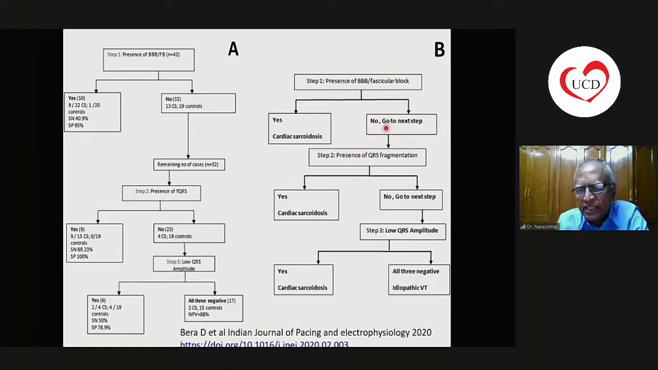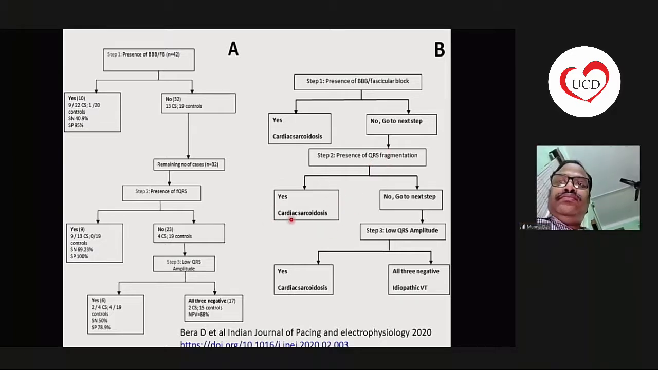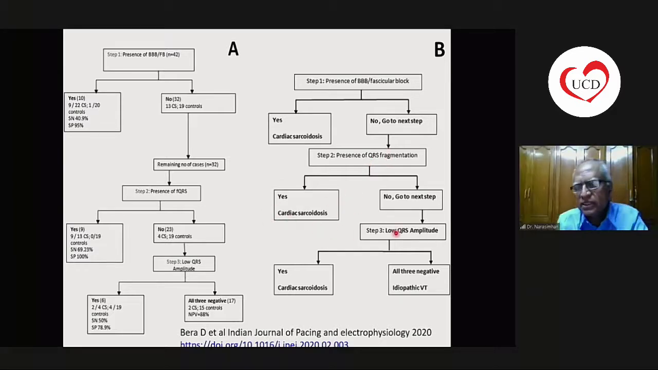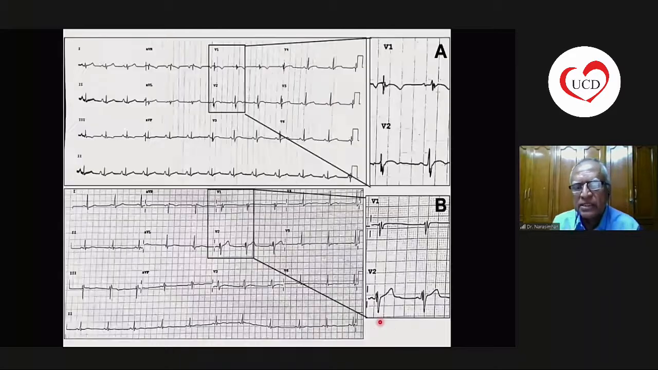If that is not present, he looked at whether there is a QRS fragmentation. If it is present, it's more likely to be sarcoid. Third, when there is inflammation of the myocardium, you find there is edema. And all of you know, when there is edema of the myocardium, the QRS voltage becomes low. And that, again, inferior lead showing a low QRS voltage in the presence of a right bundle branch block should make you suspect that it's sarcoid.